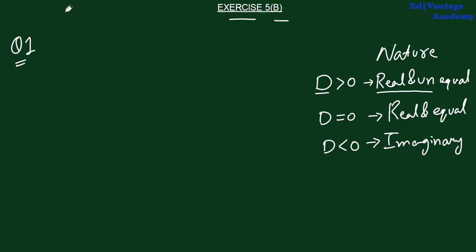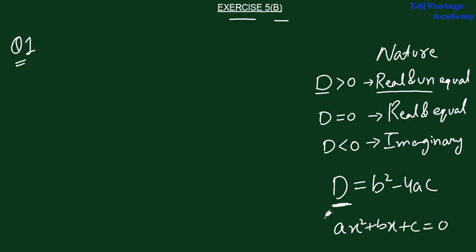And what is this D? D is b square minus 4ac. It's called a discriminant. Discriminant is equal to b square minus 4ac. So every quadratic equation is in this form: ax square plus bx plus c is equal to 0. And from this equation you will know what is a, b, c. Substitute in discriminant b square minus 4ac and you will get the D value.